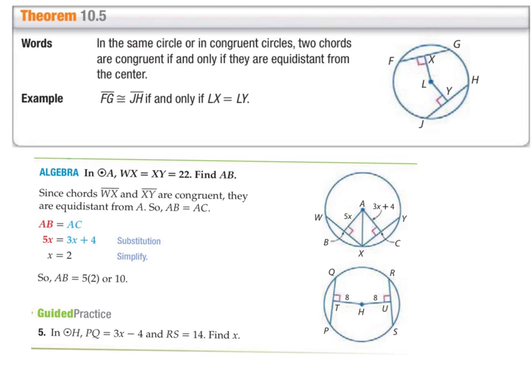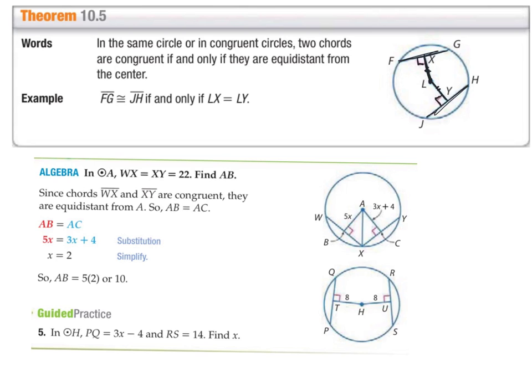So here's my center at circle L, and this is my distance to chord FG. Notice it has to be the perpendicular distance. And then I've got LY here, perpendicular distance. If those 2 measures from the center are the same length, then I know that these 2 chords have to be the same length, and vice versa. If the 2 chords are the same length, then they are the same perpendicular distance from the center of the circle. Let's look at the algebra example.